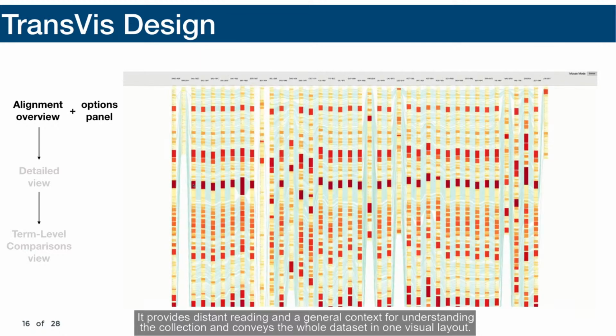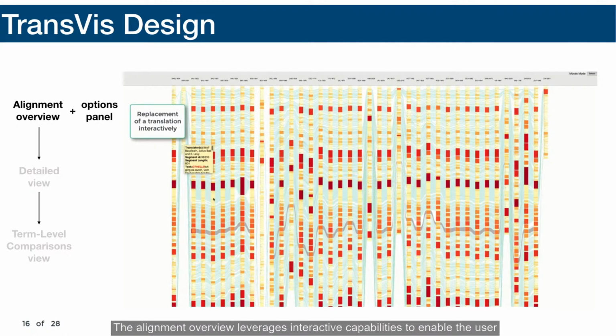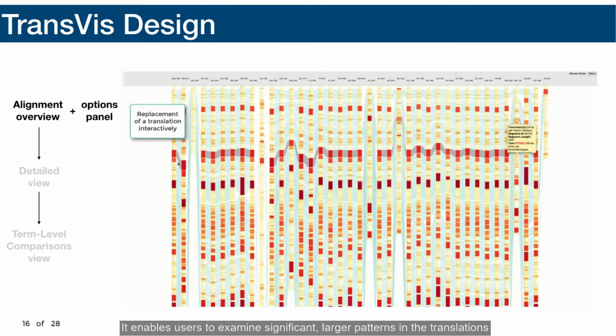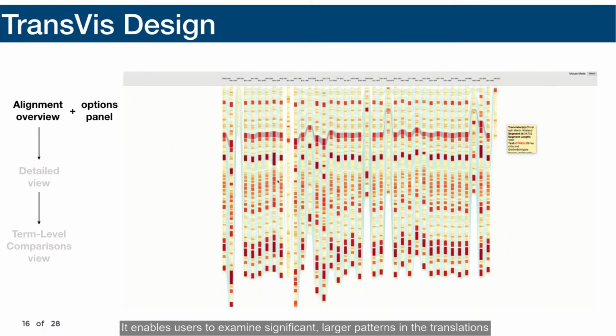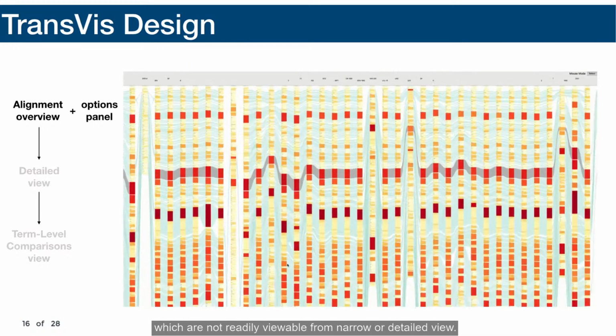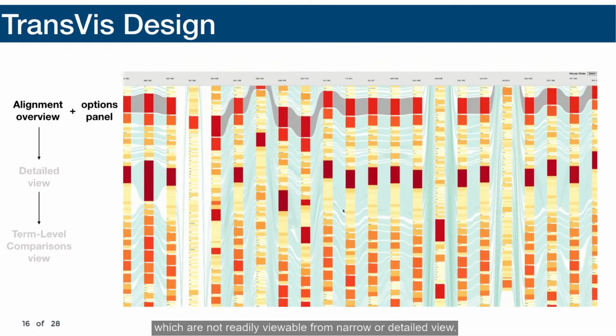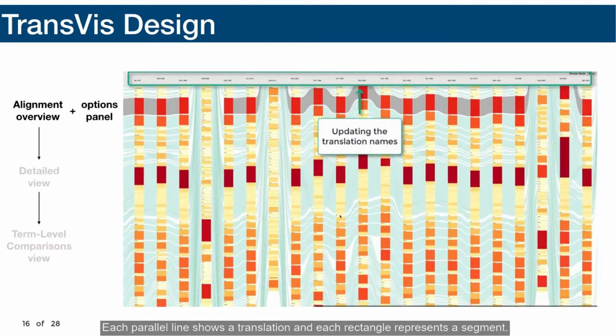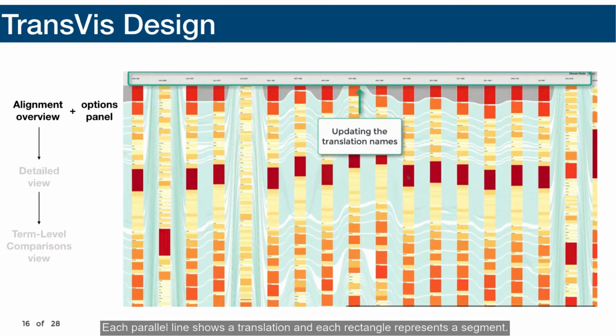It provides distant reading and a general context for understanding the collection and conveys the whole dataset in one visual layout. The alignment overview leverages interactive capabilities to enable the user to explore and find interesting patterns and features within the collection. It enables users to examine significantly larger patterns in the translations which are not readily viewable from a narrow or detailed view. Each parallel line shows a translation, and each rectangle represents a segment.